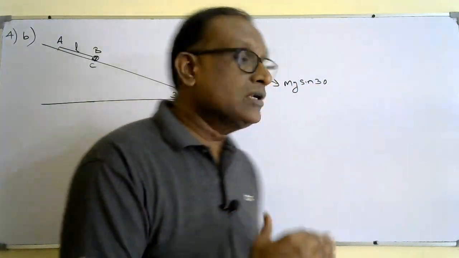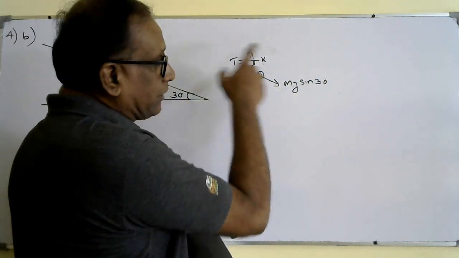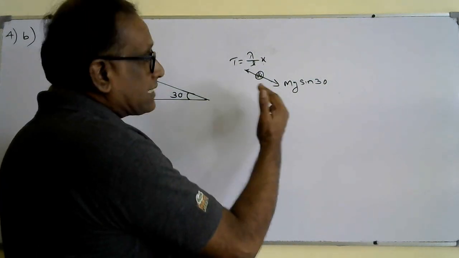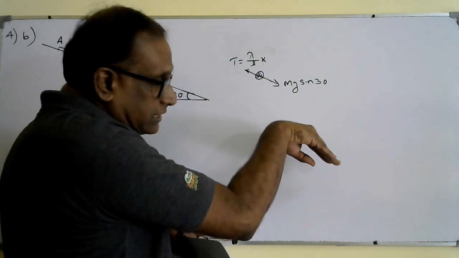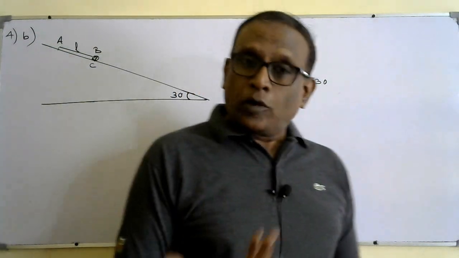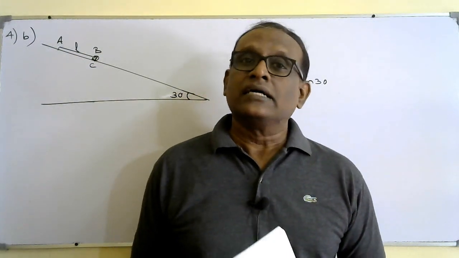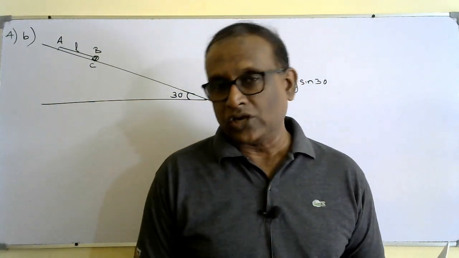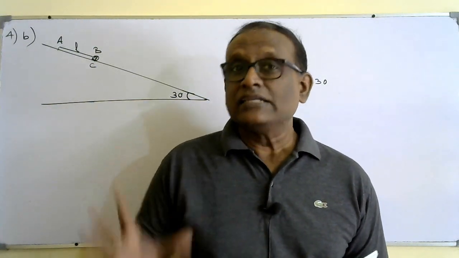When it moves further down, the tension will become greater than mg sine 30 beyond that point. So the resultant force will be upwards while the motion is downwards. Resultant force opposite to the direction of motion means the ball will decelerate and come to rest at point D. That we have done already. But the question here is, find the maximum speed.